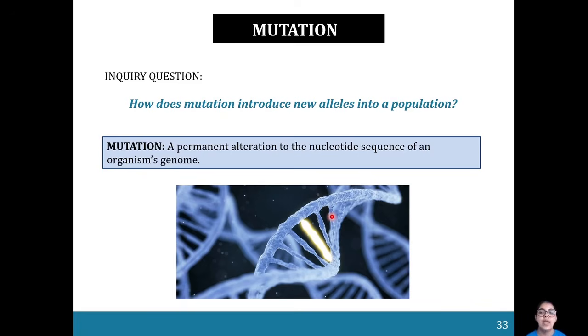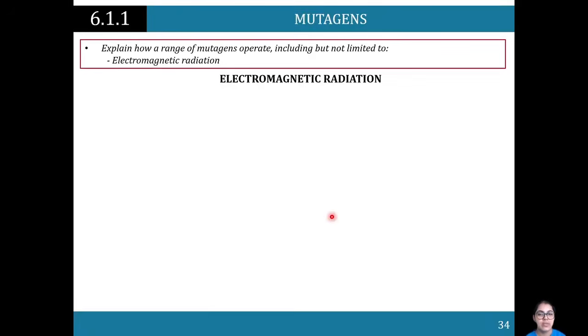So here we are. Our inquiry question is, how does mutation introduce new alleles into a population? Remember, a mutation, firstly, is a permanent alteration to the nucleotide sequence of an organism's genome. This is where natural circumstances or their own system leads to the alteration of someone's own nucleotide sequences, which then changes the proteins that they are able to make.